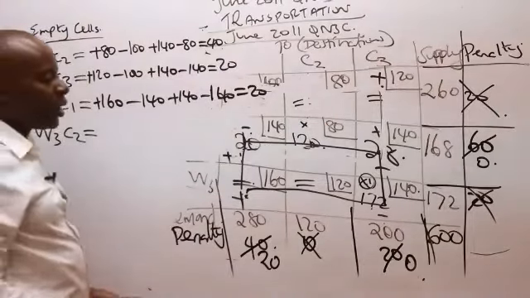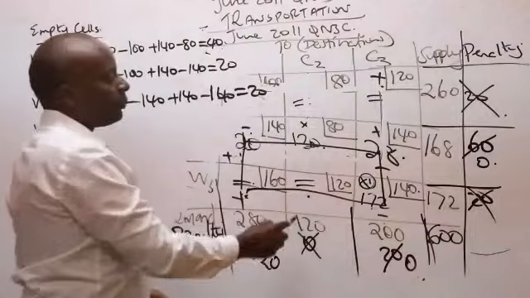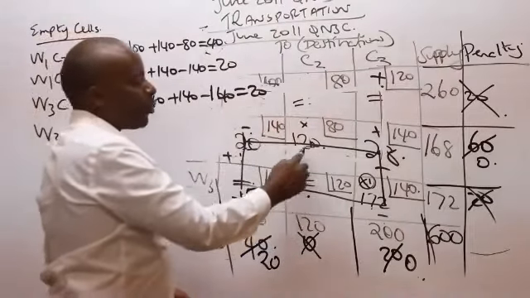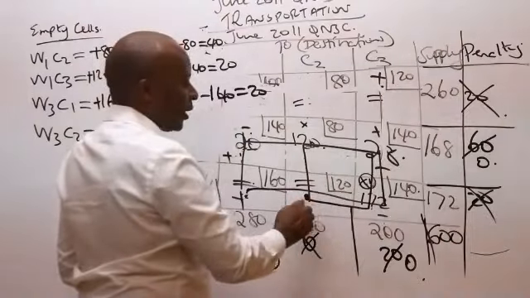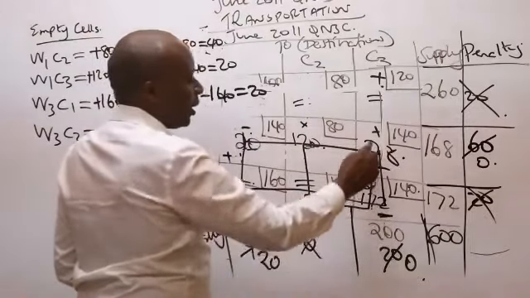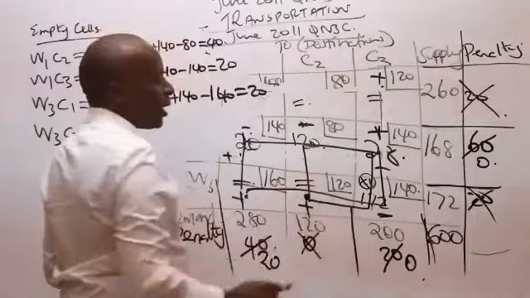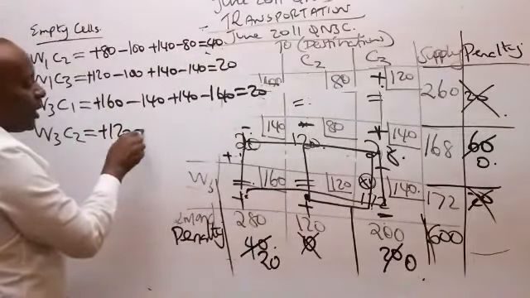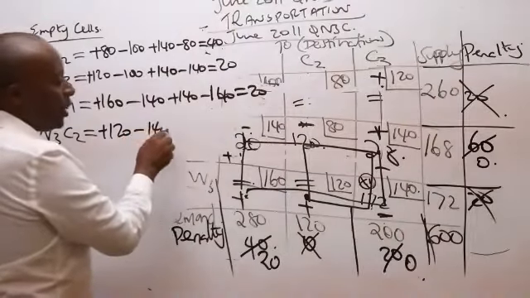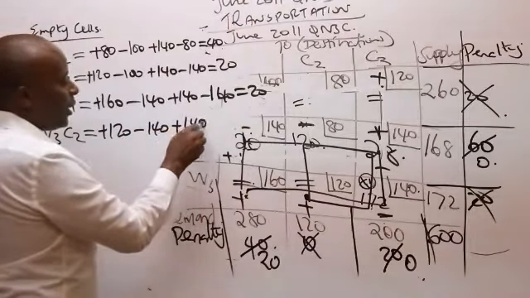Now, as we finish, look at this W3C2 cell. So here, of course, I'm surrounded. From here, I'll go there, I'll go like that. So I start with a plus, minus there, minus there. So then we have here plus 120, minus 140, plus 140, minus 80.